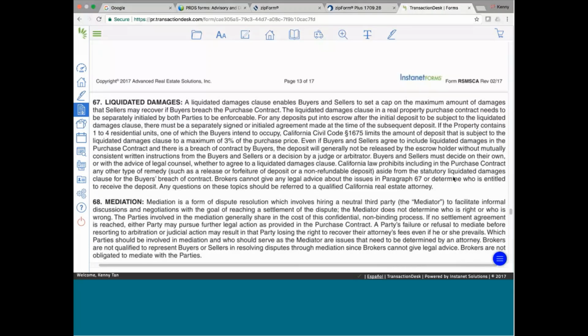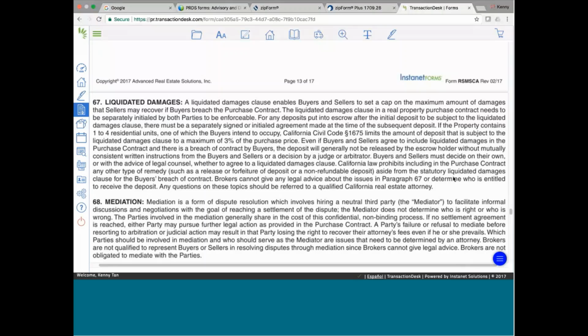right? Now, let's say, for example, I enter into a contract with a buyer for $650,000, and the deposit is 3%, which is about $20,000, right? And then the buyer breached the contract, and after the buyer breached the contract, I sold the property for $700,000. Okay, and if I don't have a valid liquidated damage, can I sue the buyer for the $20,000 or not?